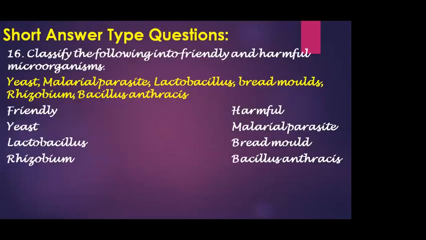Next question. Classify the following into friendly and harmful microorganisms. Yeast, malarial parasite, lactobacillus, bread molds, rhizobium, bacillus anthracis are some of the microorganisms given here. Out of this, the friendly microorganisms are yeast, lactobacillus and rhizobium, whereas the harmful microorganisms are malarial parasite, bread mold and bacillus anthracis.